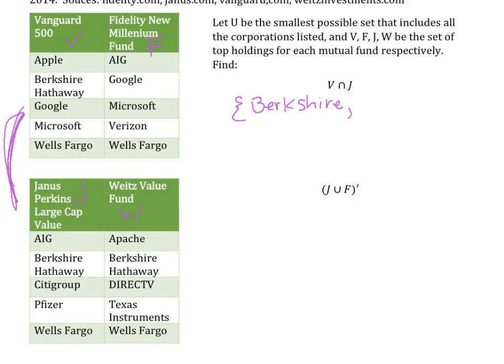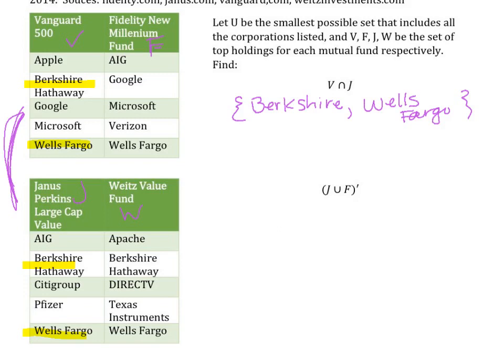They don't have Google in common. They don't have Microsoft in common. They do have Wells Fargo in common. So they had Berkshire in common and they had Wells Fargo in common. The top one doesn't have AIG, Citigroup, or Pfizer. So the only items, if we were to intersect them together, the only items they have in common are Berkshire and Wells Fargo. Let's find J, so the Janus Perkins group, unioned with F, so the Fidelity group, and then find the complement of them.